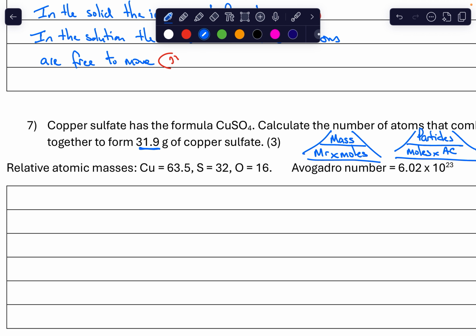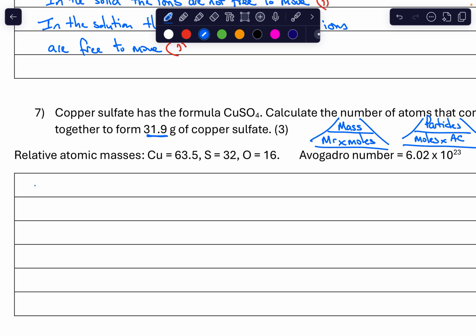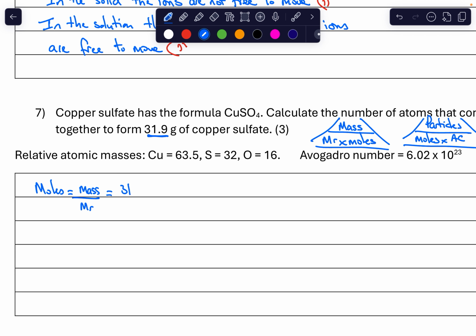So my first job over here is to work out the moles. I'm going to write down the moles is mass divided by MR. So the mass of this is 31.9. Okay. The MR, I'm going to go up here and we're going to work this out.